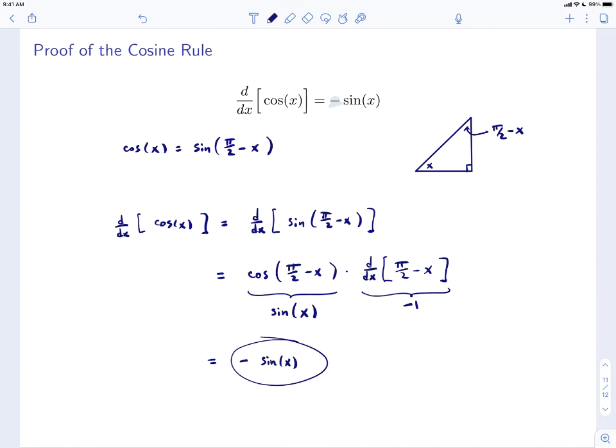And in fact, that's true for all of the trigonometric functions that start with a co. They're the trigonometric function evaluated at a complementary angle. And so you have these similar identities. And it's the derivative of this pi over 2 minus x term that gives you the -1.